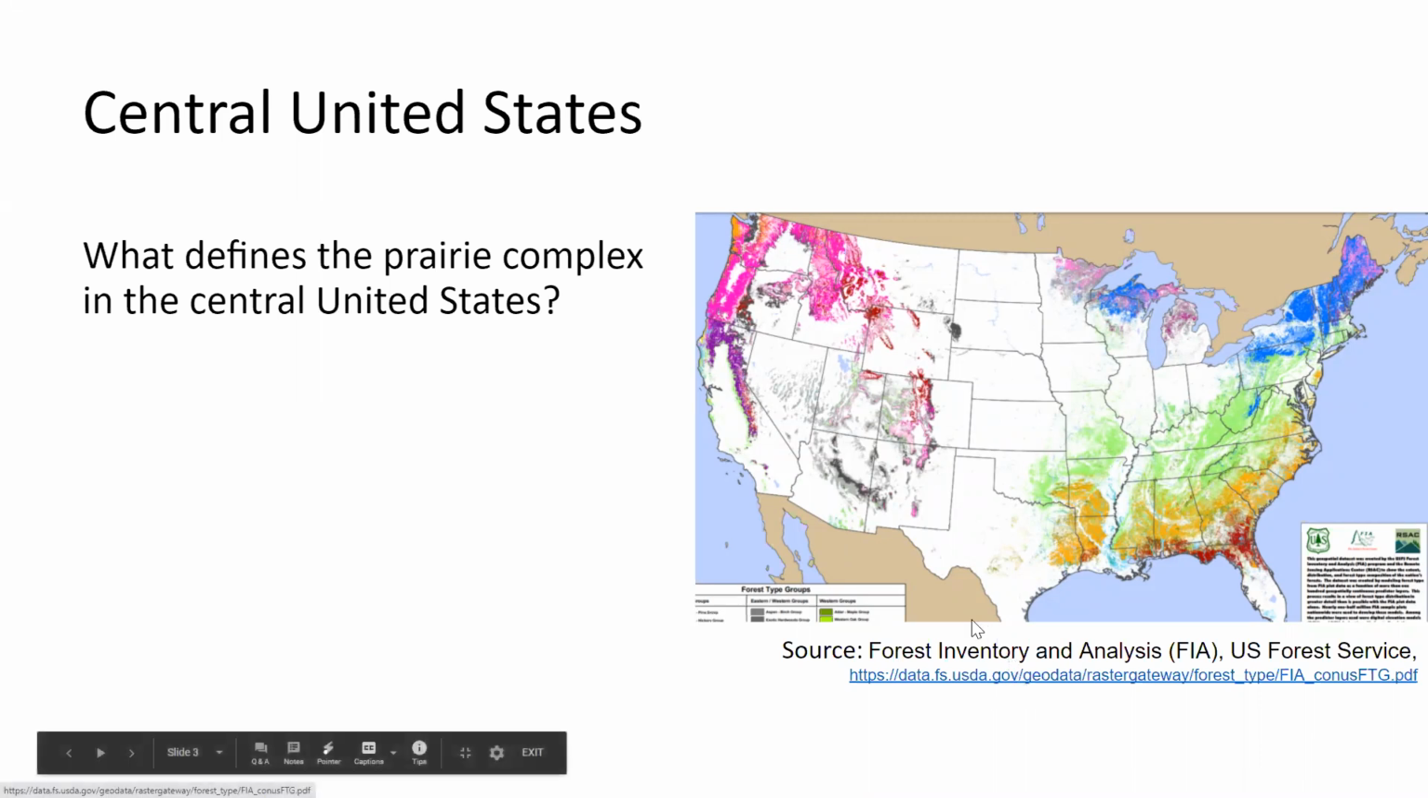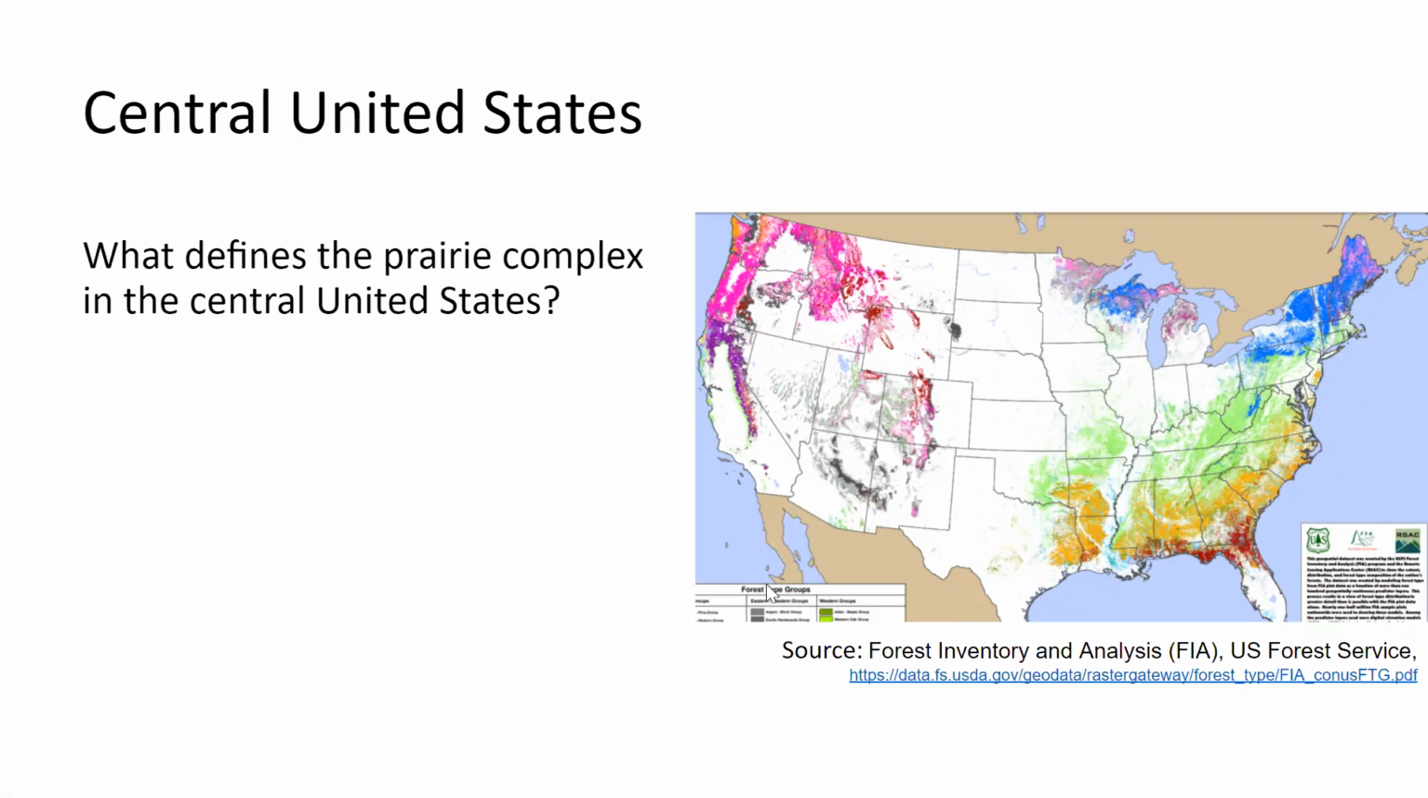I have this map linked here so you can look at it on your own time and look through the forest type groups. I cut out the key here just so we could have a maximum picture. But if we think about the prairie complex in the central United States, it's not like there are no trees at all. They certainly follow the river lines, but for the most part, this is a grassland type area. And so it's less than 10% forested overall. So we would call that treeless.